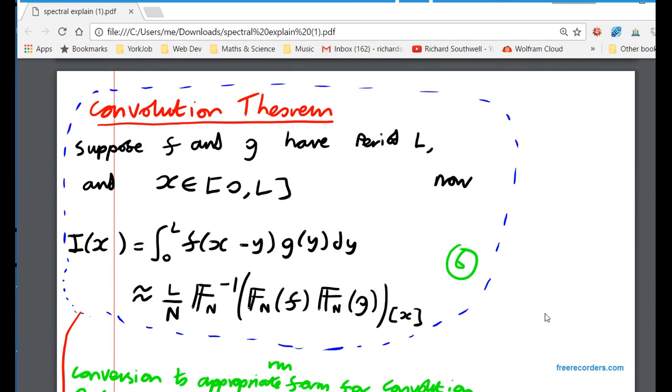So we component-wise multiply those things. And then we do the inverse fast Fourier transform of that, and evaluate that at x, or at the jth grid point if you prefer, and multiply it by the step size, L divided by n, and that will give us an approximation to the value of our convolution integral.